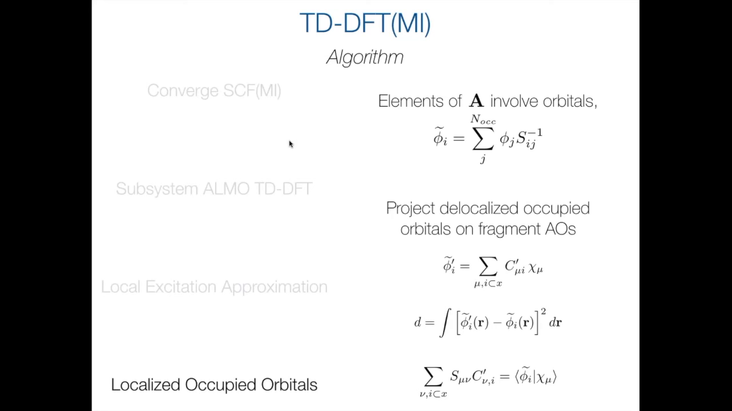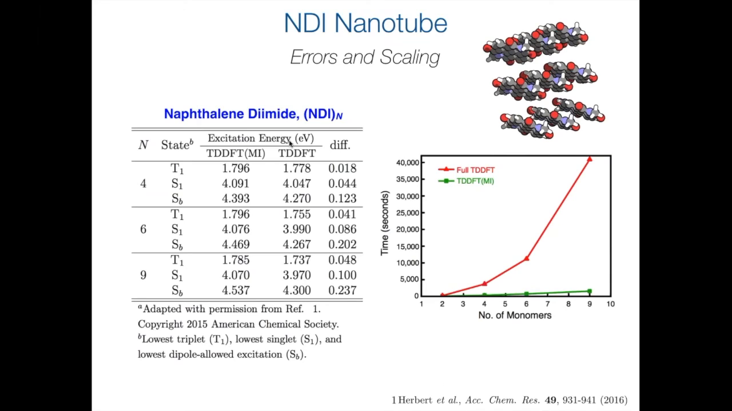So we can look at some results. Here's our nanotube again that we know and love. We're looking at 4, 6, and 9 monomer models, and we see excellent agreement with the supersystem calculations for the first triplet, first singlet, as well as that approximately 30th highest state. That's the bright state. Errors are on the order of about 100 or so millieV. Also, excellent performance relative to full TDDFT, shown in the panel on the right.